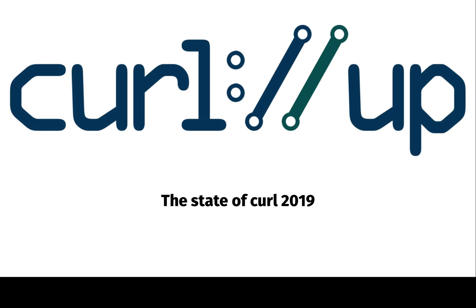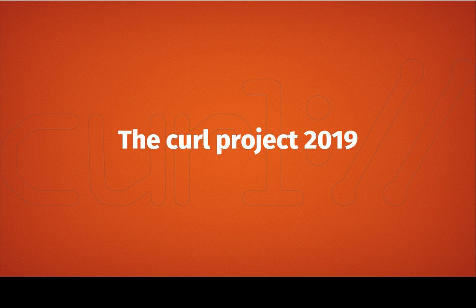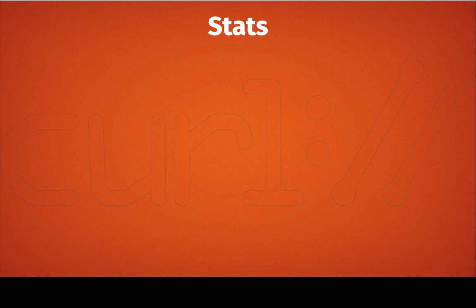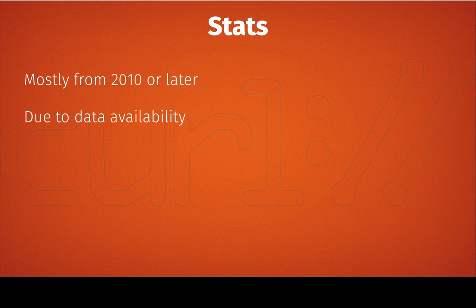I just wanted to give you a little overview of curl since last year, basically, how it looks in 2019. So I've gathered a bunch of data, graphs, and stats from the project. Most of them are from 2010 and later, because I figured it represents the modern curl, and also we switched to Git in 2010, so before 2010 the data is less accurate.